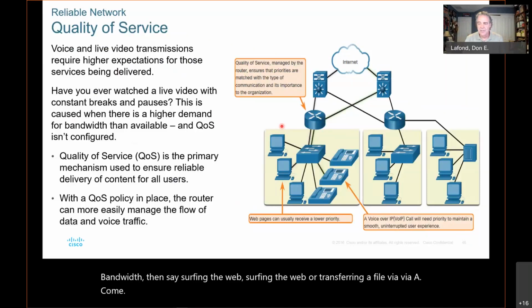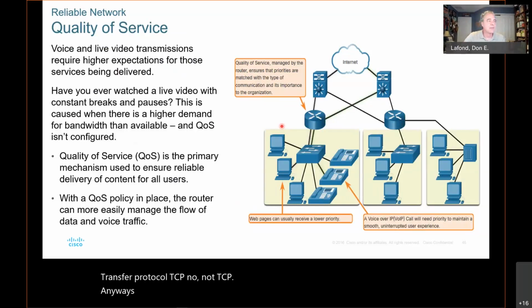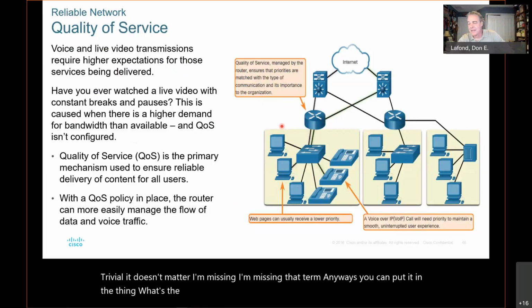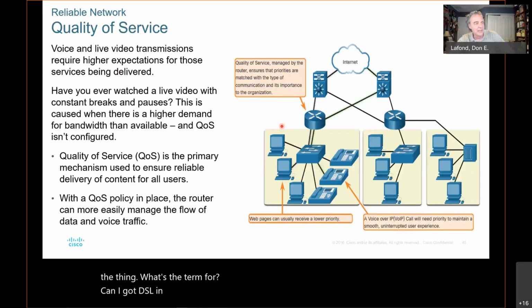transfer protocol, TCP. No, not TCP. Anyways, trivial. It doesn't matter. I'm missing that term. Anyways, you can put it in the thing. What's the term for... I got DSL in my head right now, and I'm missing FTP.